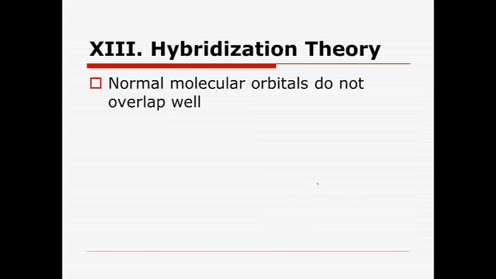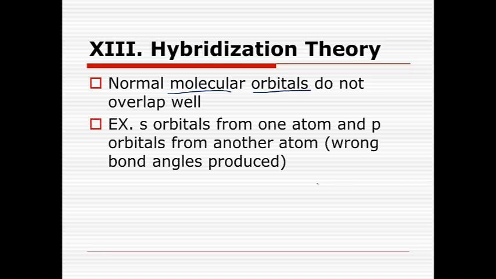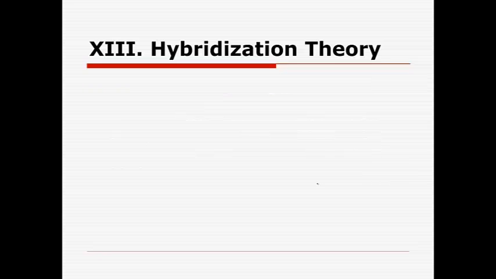Now, the problem with VSEPR is that if we just say the atoms bond because the orbitals overlap, the normal atomic orbitals don't overlap well. For example, an s orbital from one atom and a p orbital from another atom could overlap, but they produce the wrong bond angles. They don't produce the correct shapes.